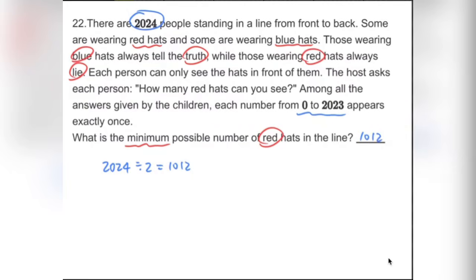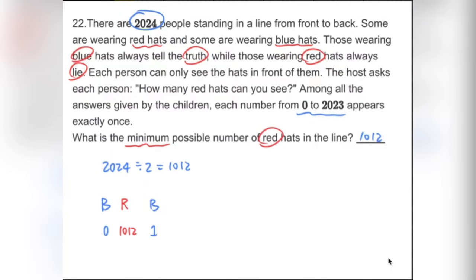Yeah, and also, for example, the first one, okay, I can see 0. Sorry, I used the wrong color. For example, the first one, the blue one said, okay, 0. There's nobody wearing the red hat in front of me. And then the second one is the red one. The red one maybe says, okay, here I can see 1,012 red hats in front of me. Oh, of course, liar, right? And then the next one, again, the blue one says, oh, now I see 1.